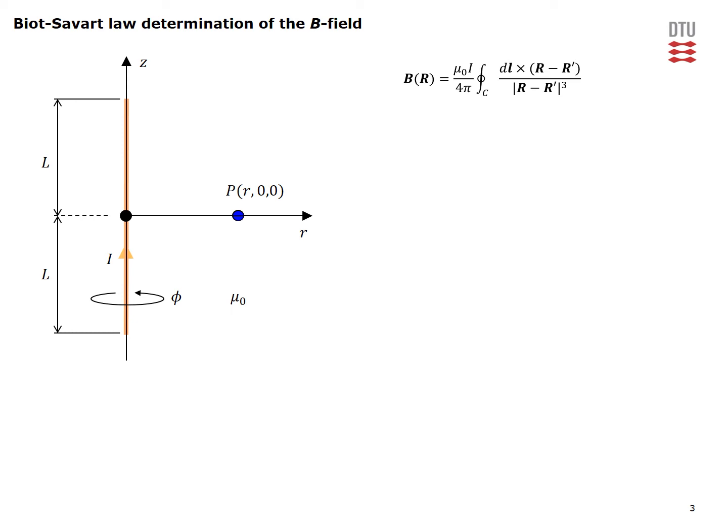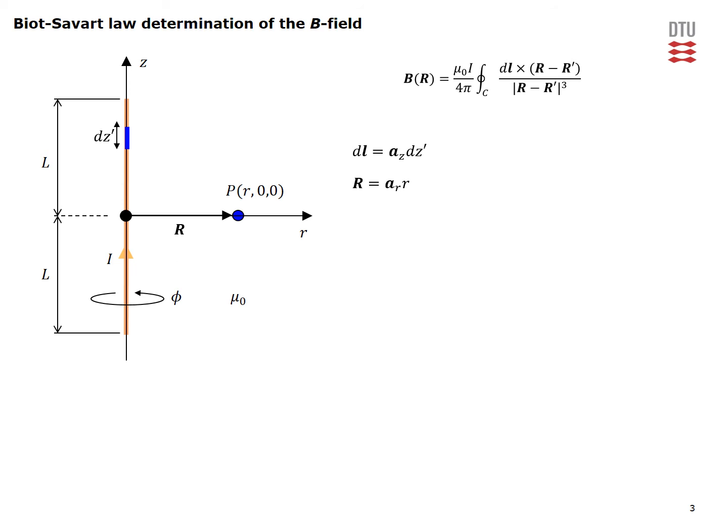This is our configuration, and this is again Biot-Savart's law, and here it is essential to understand that dl is a vector differential element on our current conductor. R vector is the position vector of the observation point, and R prime is the position vector of the source point. So we will have to identify these terms that we can plug in the integrand and then do the integration. dl is obviously in z direction and is given by the expression here.